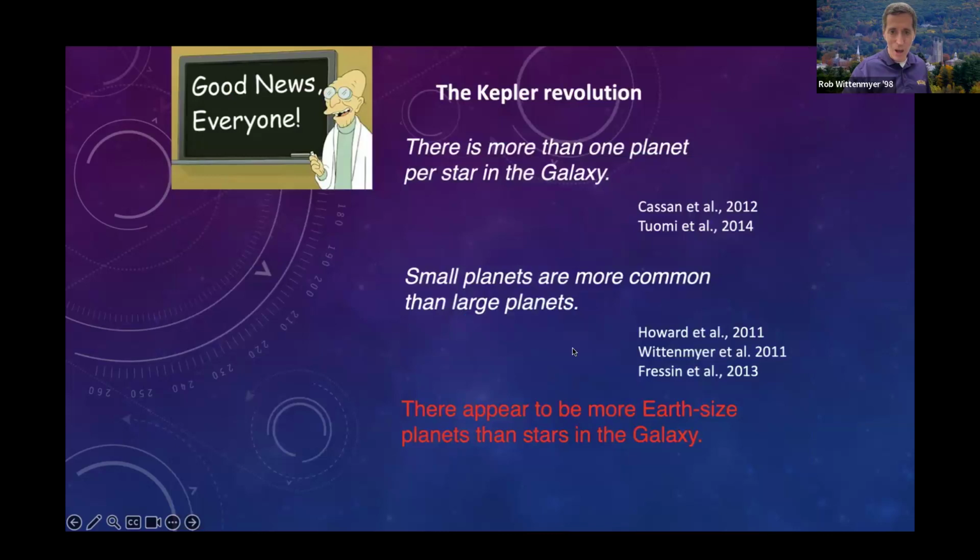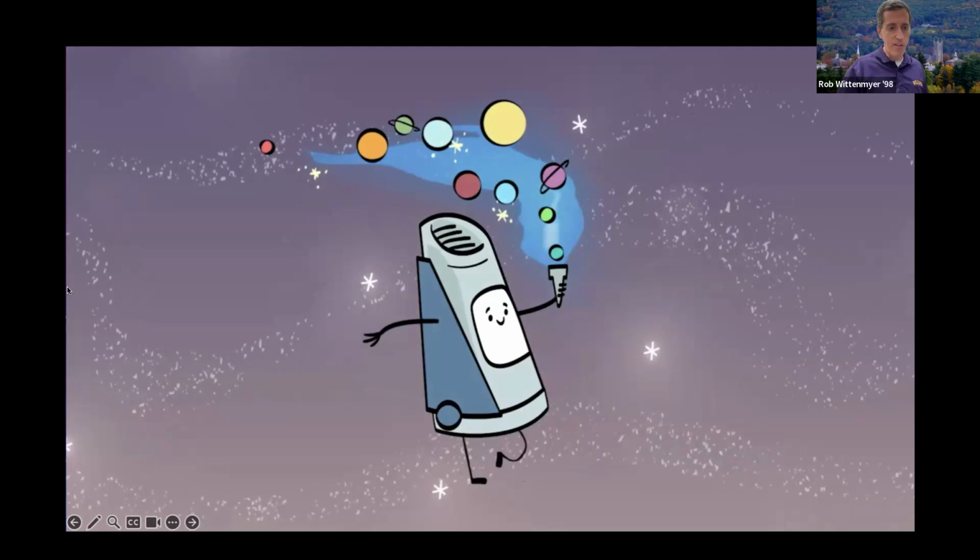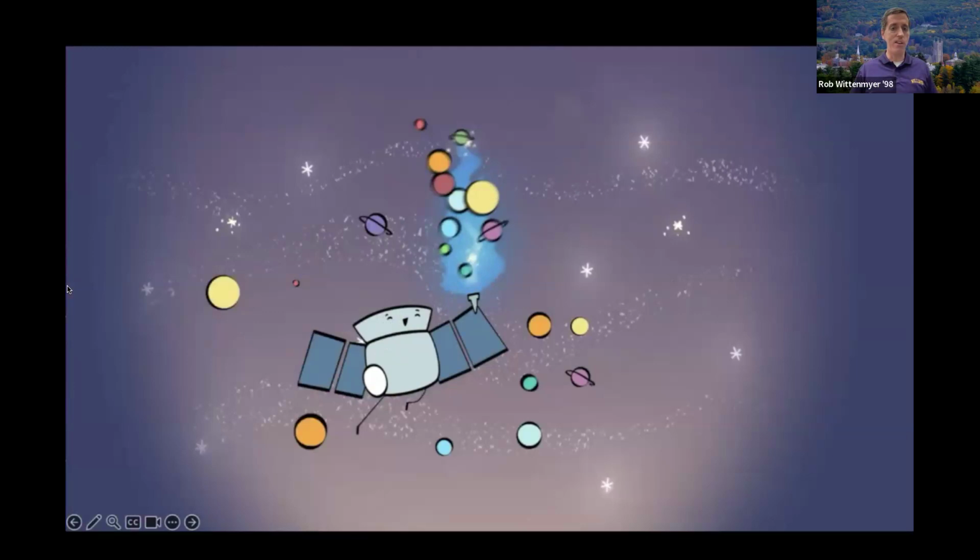So the Kepler revolution basically taught us what the statistics are. And we learned planets are everywhere. Small planets are ridiculously common. In fact, there are pretty much more Earth-sized planets than stars. I'm trying to avoid the word Earth-like for a good reason. Earth size, that's all we got. We got the size. So Kepler's mission ended, as all mechanical things do, and it passed on the legacy to TESS.